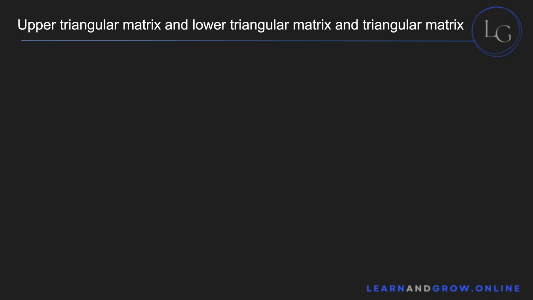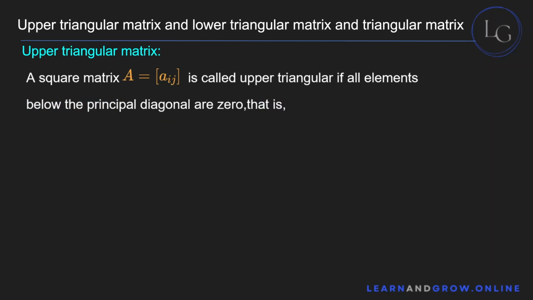So let's discuss upper triangular matrices and lower triangular matrices. So what is an upper triangular matrix? Forgive me, my throat is a bit sore, but we'll make do. The upper triangular matrix is basically a square matrix, and if all the elements below the principal diagonal are 0, then it is an upper triangular matrix. Basically, what this means is that every element in a row number greater than the column number must be 0 for a matrix to be an upper triangular matrix.